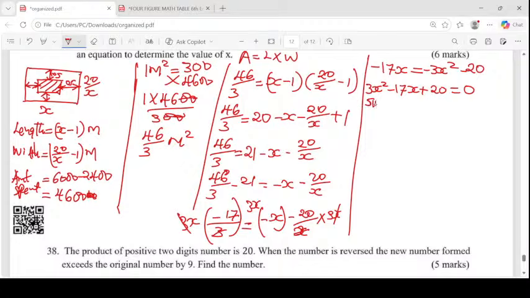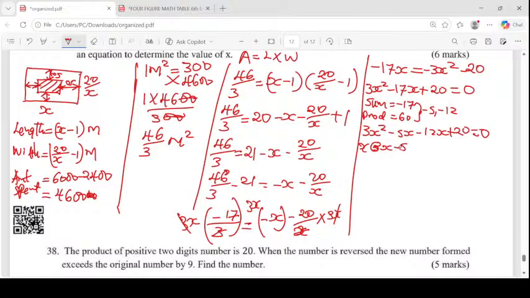So our sum is negative 17. Our product is 60. So the two numbers are negative 5 and negative 12. So I'll have here 3x squared minus 5x minus 12x plus 20 is equal to 0. So that will be x into 3x minus 5 minus 4 into 3x minus 5 is equal to 0.